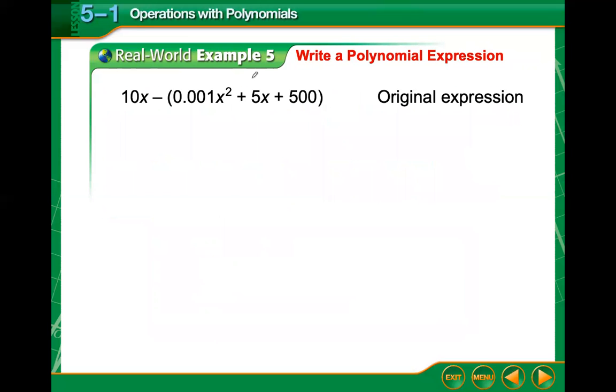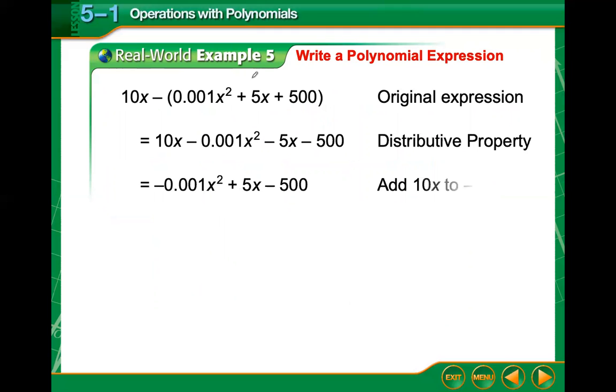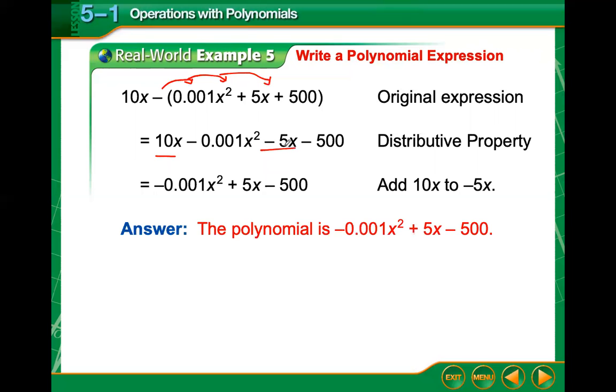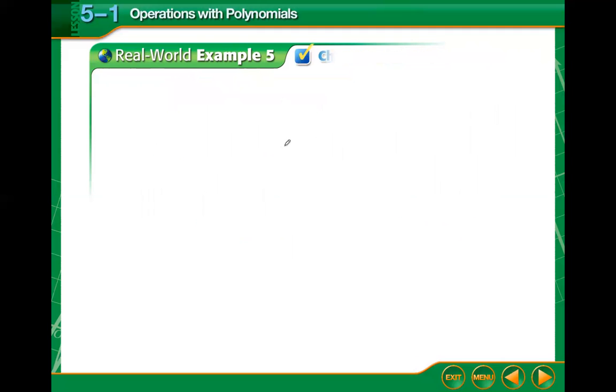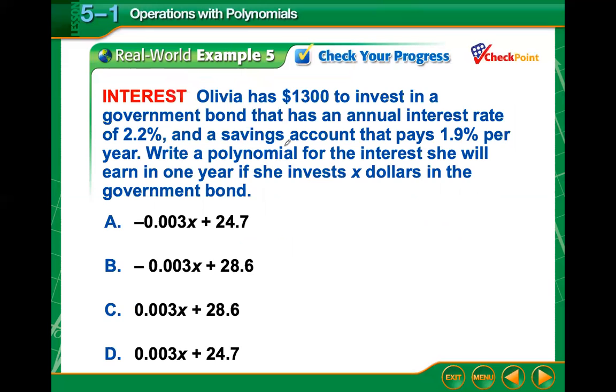So we can go ahead and simplify this expression by using distributive property. We are distributing this negative to everything on the inside. And then we're going to combine like terms here. So my polynomial is going to be negative 0.001x squared plus 5x minus 500. All right, go ahead and pause this video to try it out and see if you can come up with the equation.